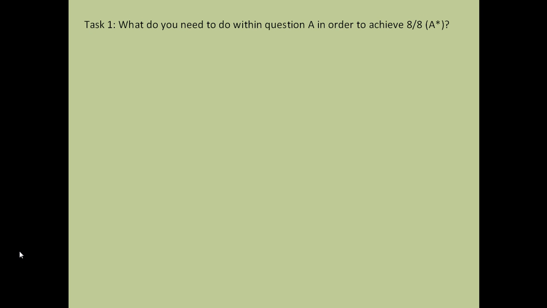But here's 2 questions for you. Question 1. What do you need to do within question A in order to achieve 8 out of 8, which is A star, obviously perfect marks? So what I mean by that is, what does your answer need to cover? And then task 2 is, what's the method you need to use in order to complete this? So obviously you need to pause this now and note down what you remember, and then when you're ready, please move on to the next slide.